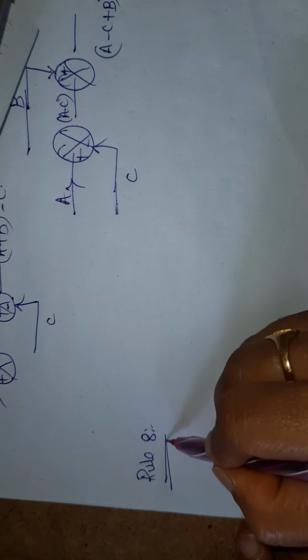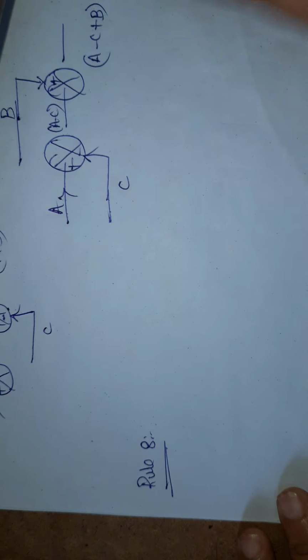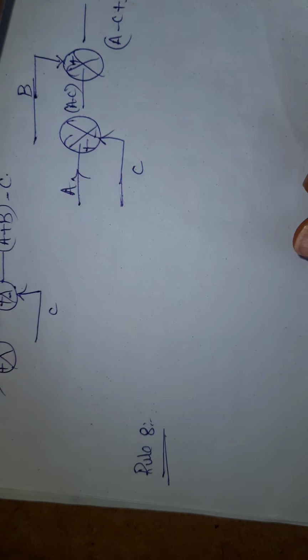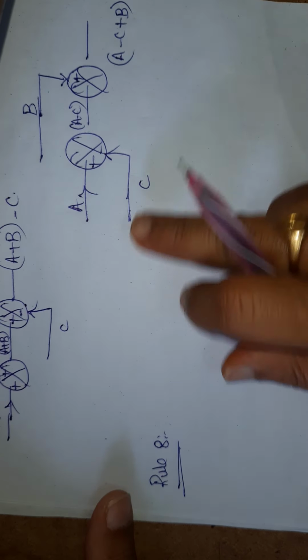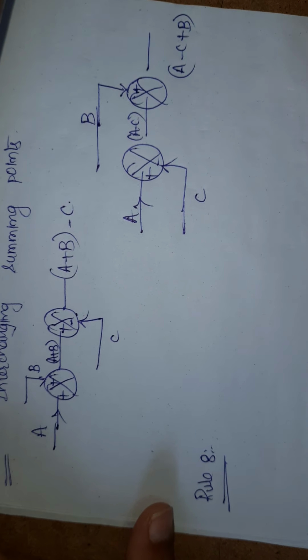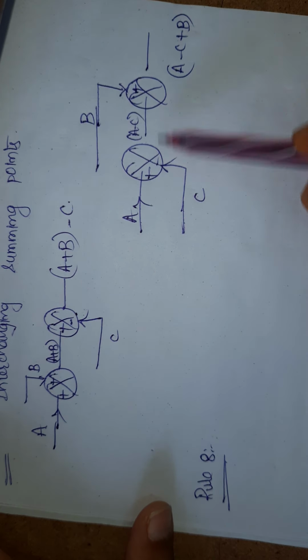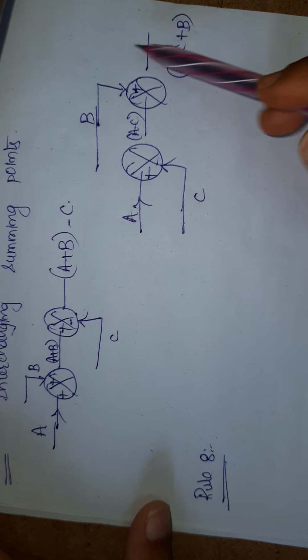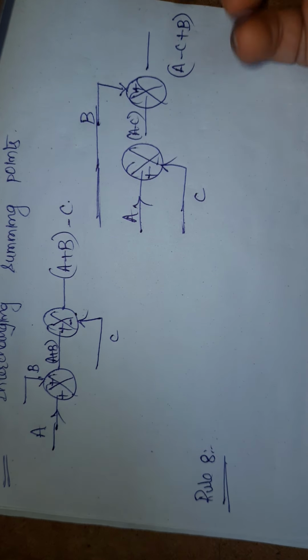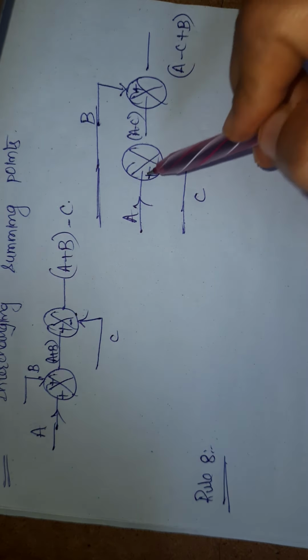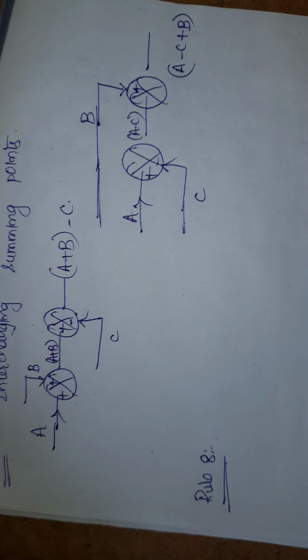Next, rule 8. So what is rule 8? Combining summing points. Combining summing points and interchanging summing points are both the same. If we are having two summing points like this, we can interchange them without adding or deleting any blocks. Simply we can exchange. Whether we are having plus or minus, whatever it is, we can simply exchange the summing points.